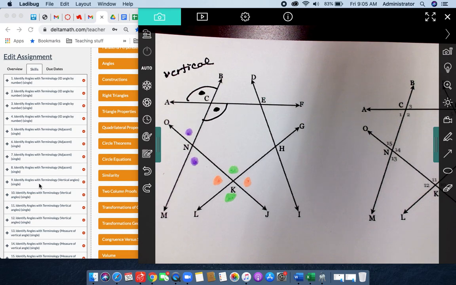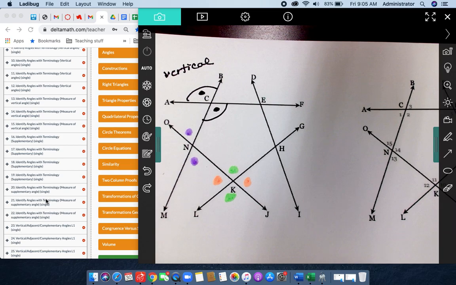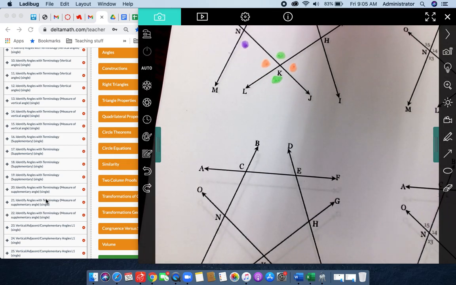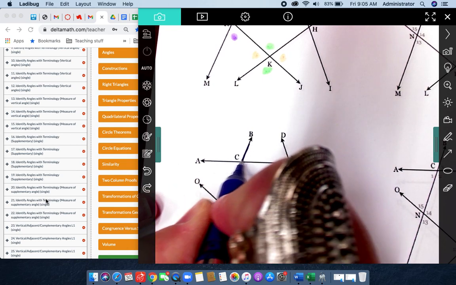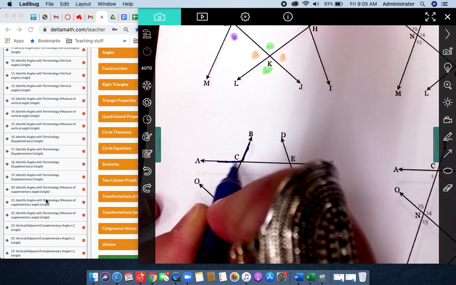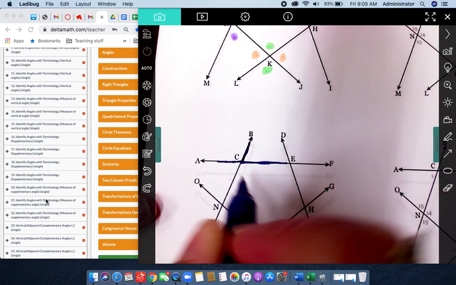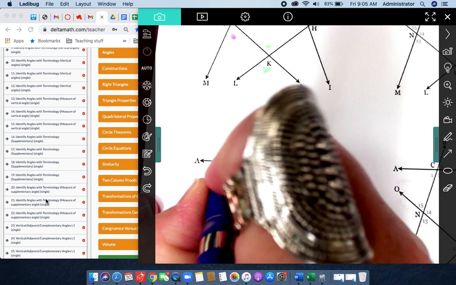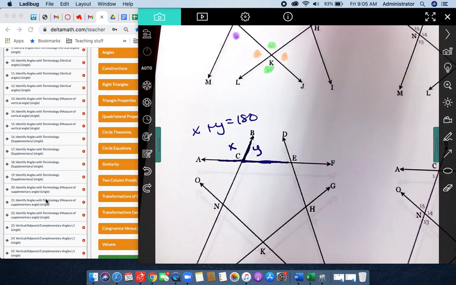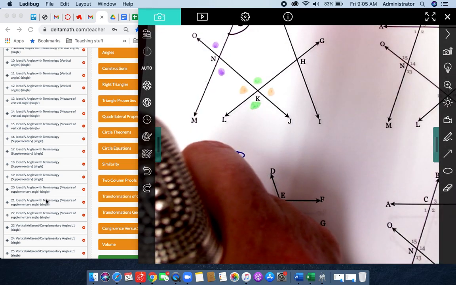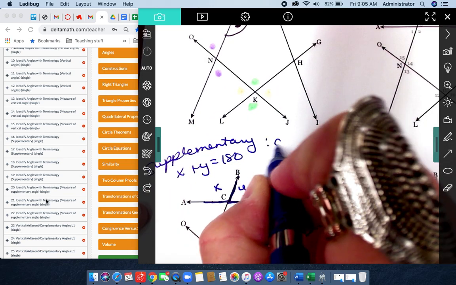Let's see. Also, vertical angles. What else we got here? Supplementary. Just want to remind you of the fact that 2 angles are supplementary if they are a linear pair. So this angle here, ACB, and the angle BCE, these add up to 180. So I'm going to call that X and Y and say that X plus Y equals 180. So supplementary means that they add up to 180.